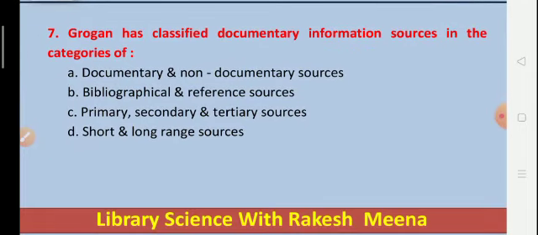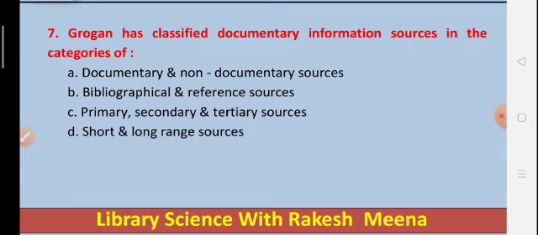Next question is the most important question for the classification of information sources. Question number 7th is: Grogan has classified documentary information sources in the categories of option A, the documentary and non-documentary, option B, the bibliographical and reference sources, option number C, the primary, secondary and tertiary sources, option D, the short and long range sources. So guys, students, tick the correct answer.